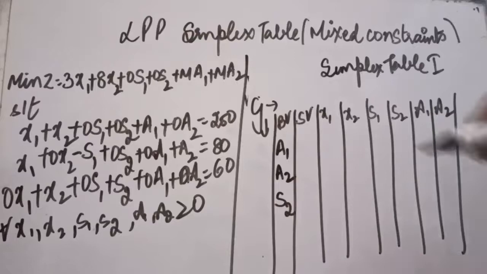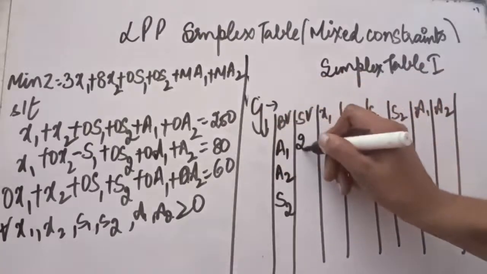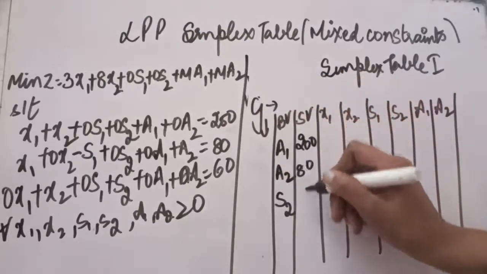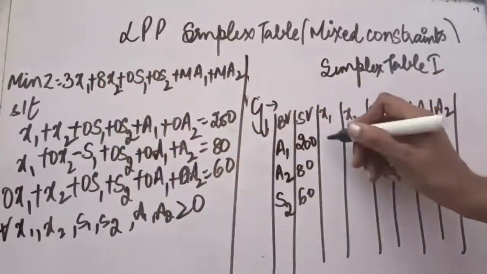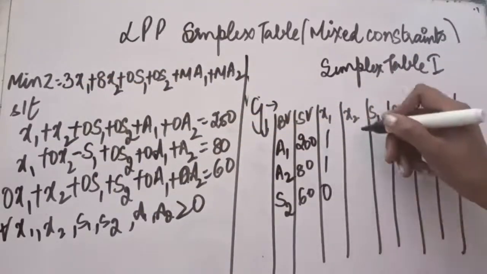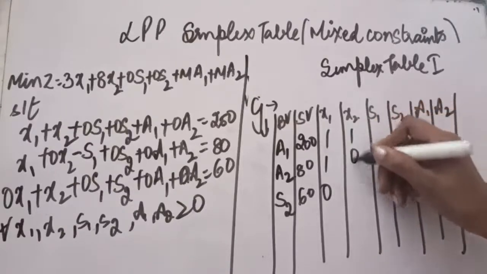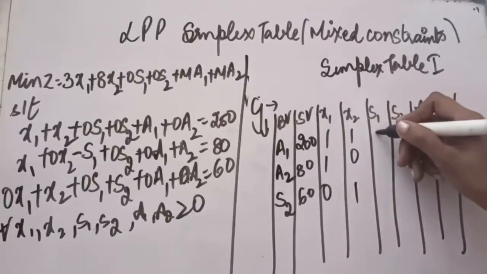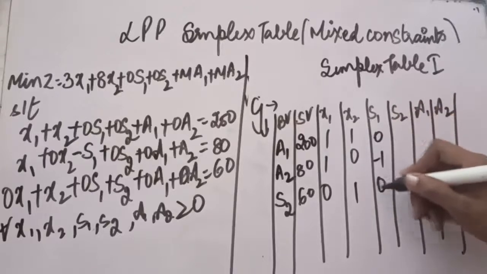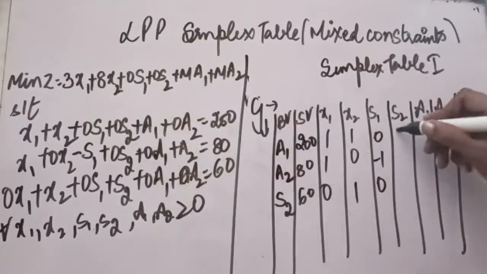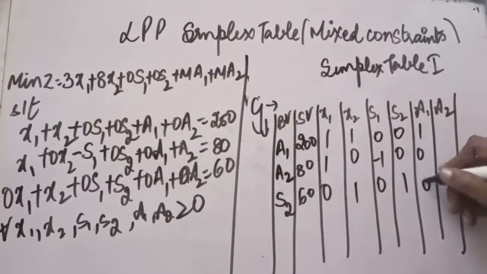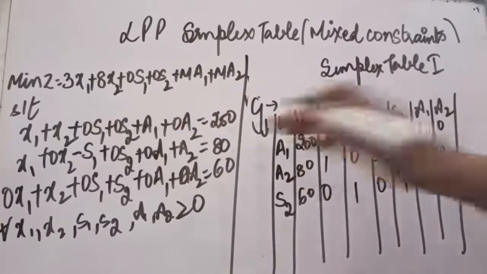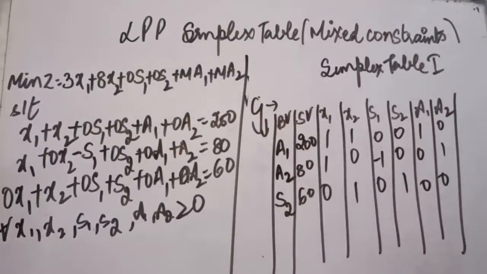Now what is the solution value? After the equal sign, the values given are 200, 80, 60. For X1, the values are 1, 1, 0. For X2, 1, 0, 1. For S1, 0, minus 1, 0. For S2, 0, 0, 1. For artificial variables A1, 1, 0, 0 and A2, 0, 1, 0. From here, just fill the table.